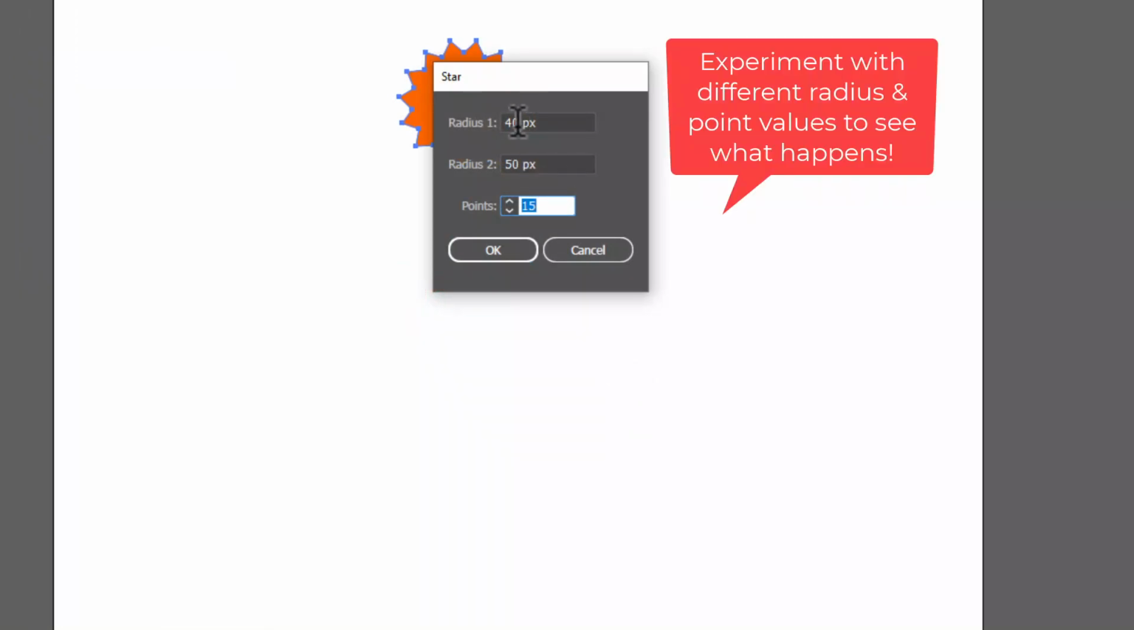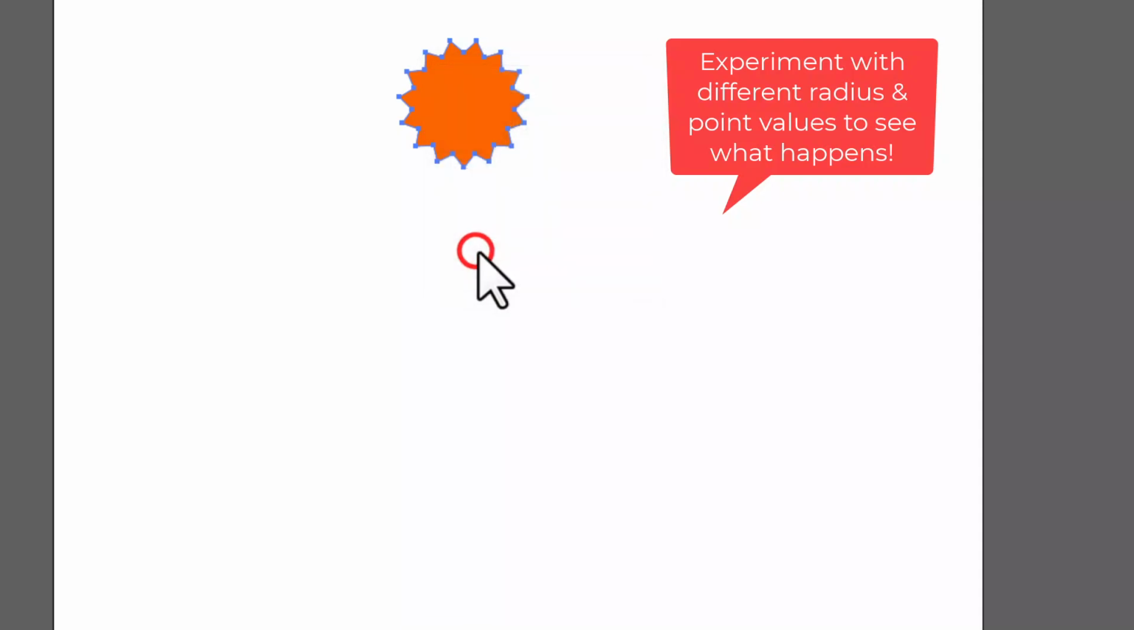Now, I'm going to click again with the star tool on the work area, but this time I'm going to make the radius a different number. Let's try 30 and click OK. Now, I have a 15-point star that has longer rays.